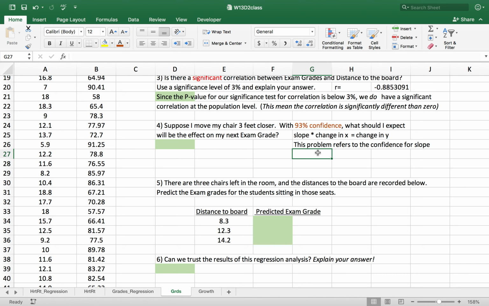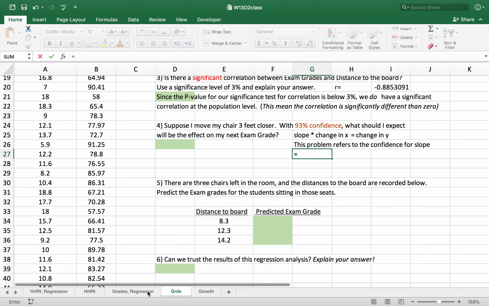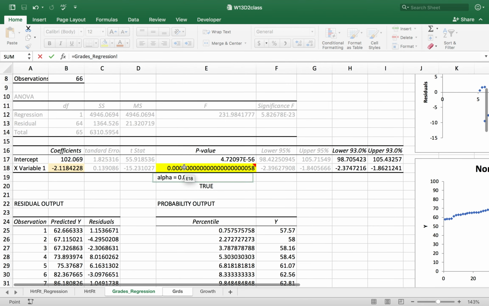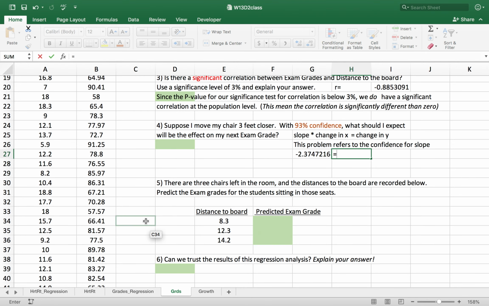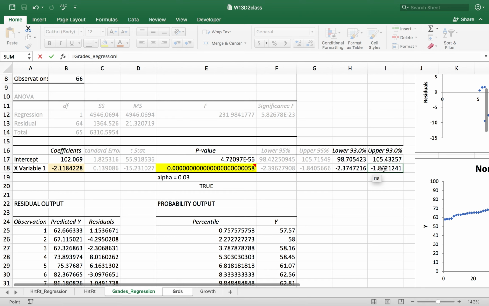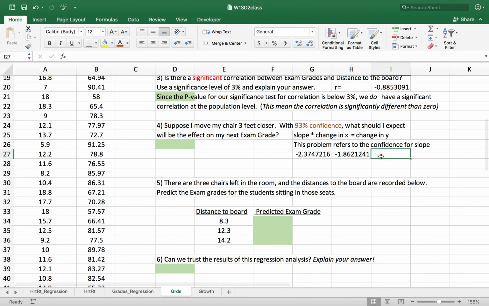So first of all, let's pull the confidence interval for the slope term. Remember, the easiest way to grab information from our other workbook is to just use a cell reference. So I'm going to jump into the grades regression after hitting equals. I'm going to pull the lower 93% estimate for my slope term. So this is the negative 2.374. I'm also going to pull my upper 93% estimate. Okay? So these here, this is the confidence interval for the slope term.